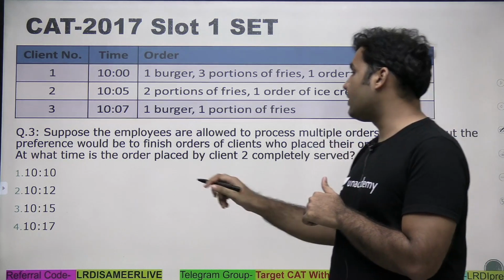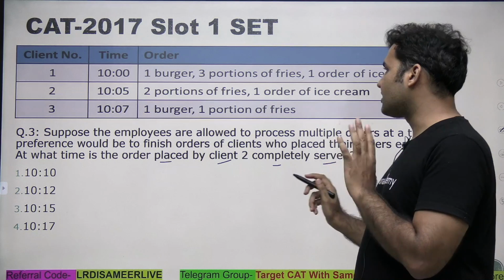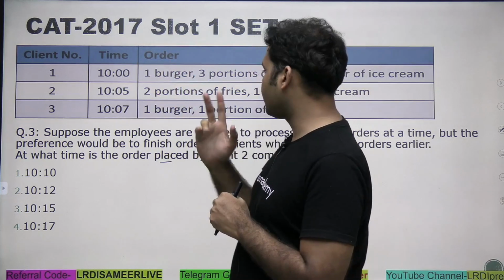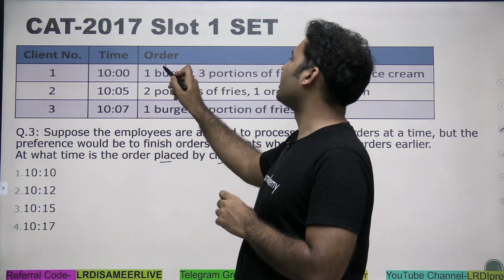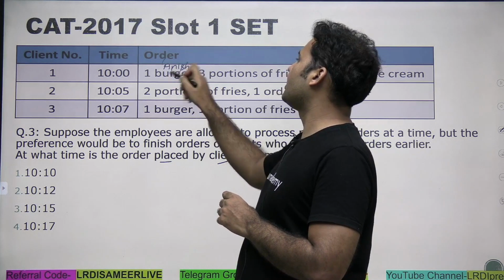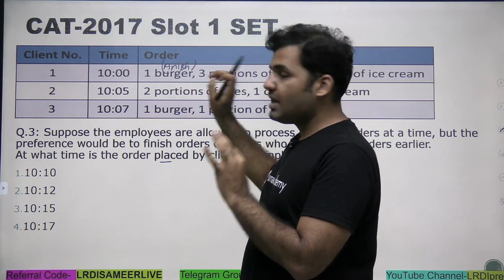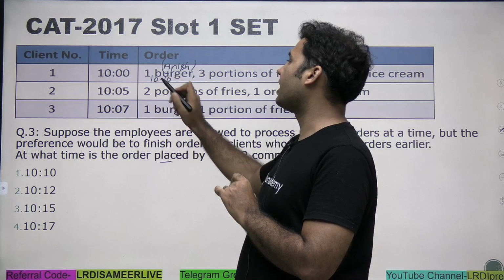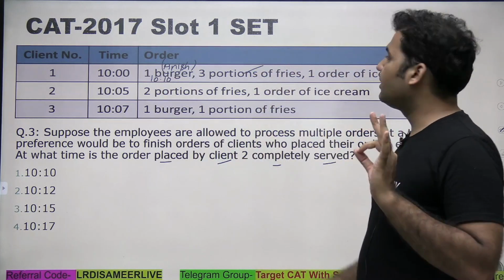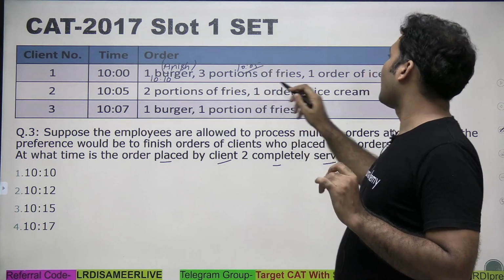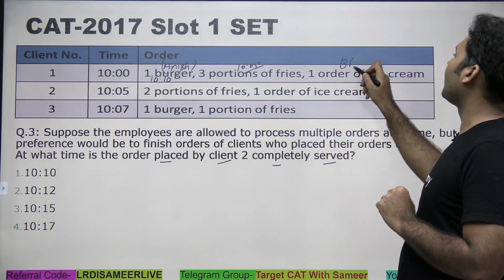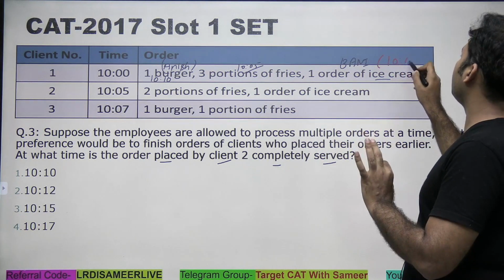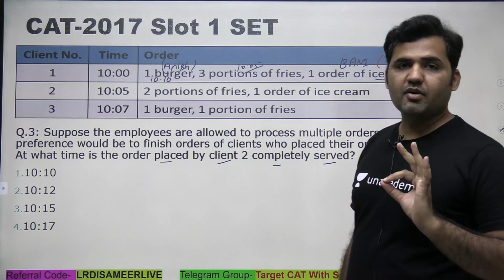Now, the question is asking at what time the order placed by the client 2 is completely served. See that the burger will take 10 minutes to be ready, and we have 2 employees, right? Let's say Anish is working on making the burger of the first order. The burger will be made by 10:10, and the fries will be made by 10:05 by the machine. And the ice cream will be prepared by Bani in 2 minutes. So Bani will be free by 10:02 from the order of client number 1.